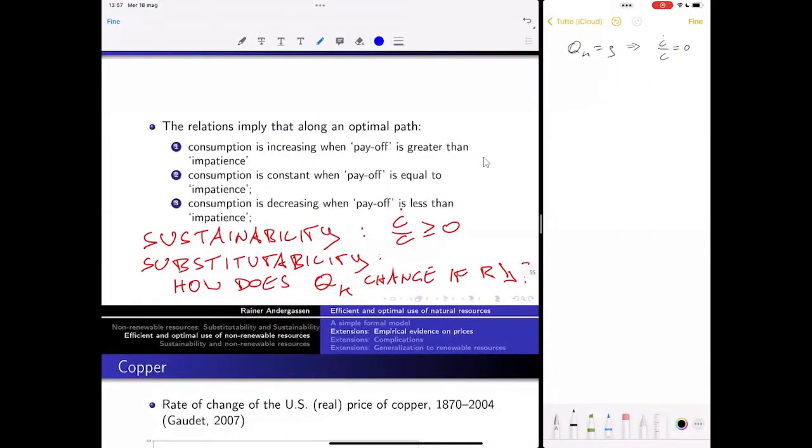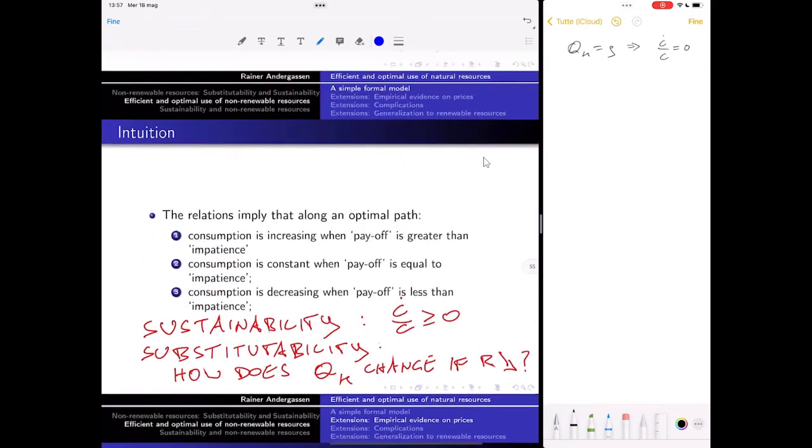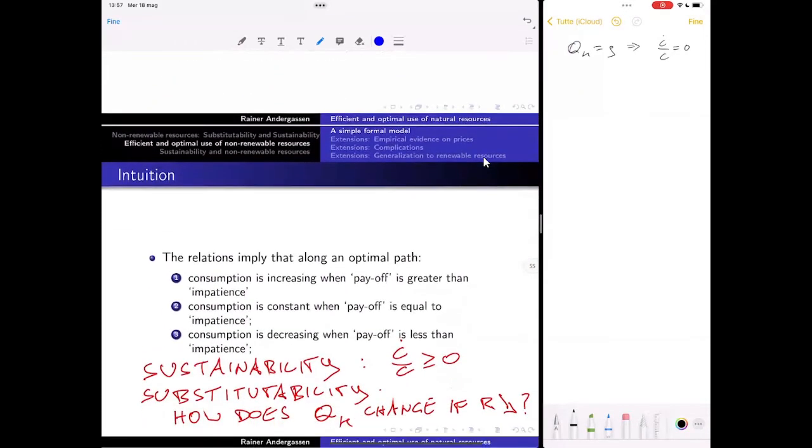Okay, so let's start. So what I would like to do now is talk about sustainability. Given the results we have seen, what can we infer in terms of sustainability?